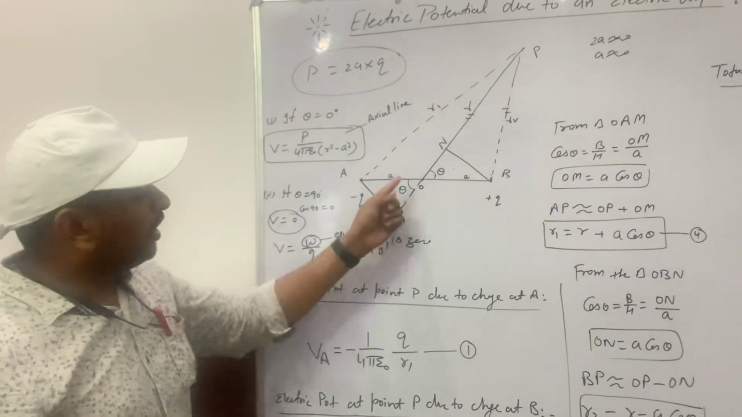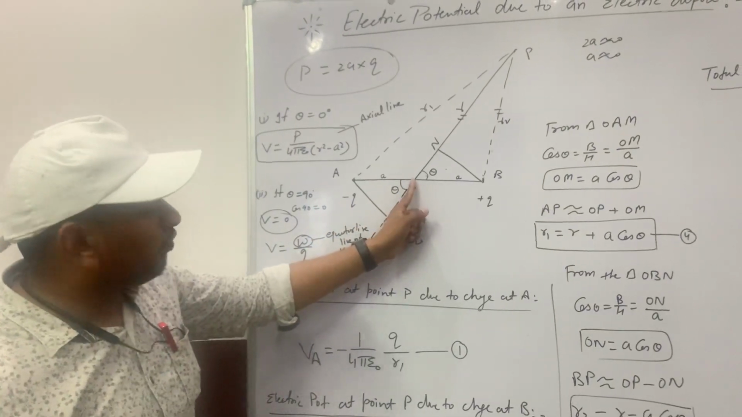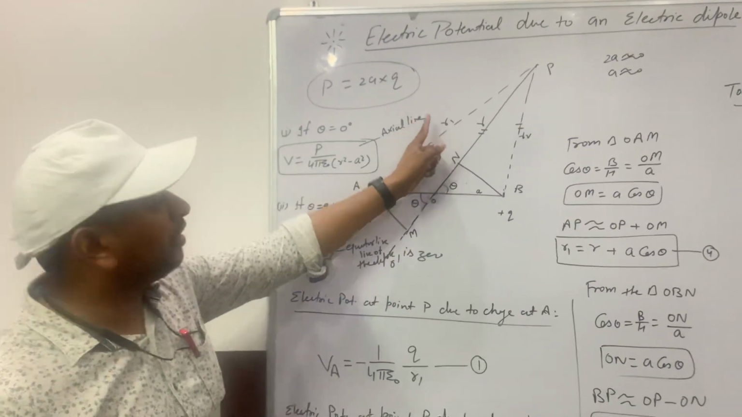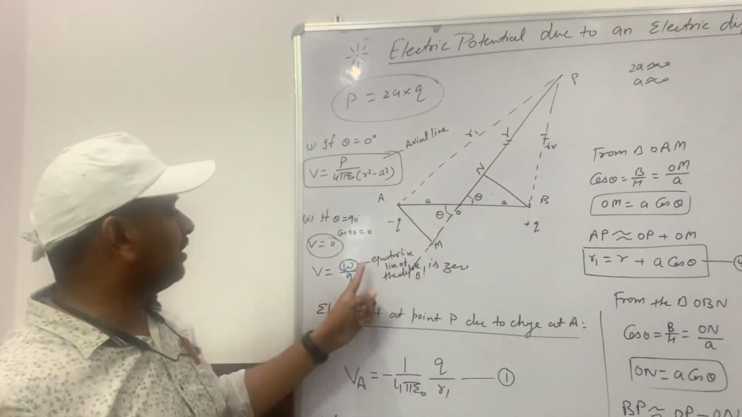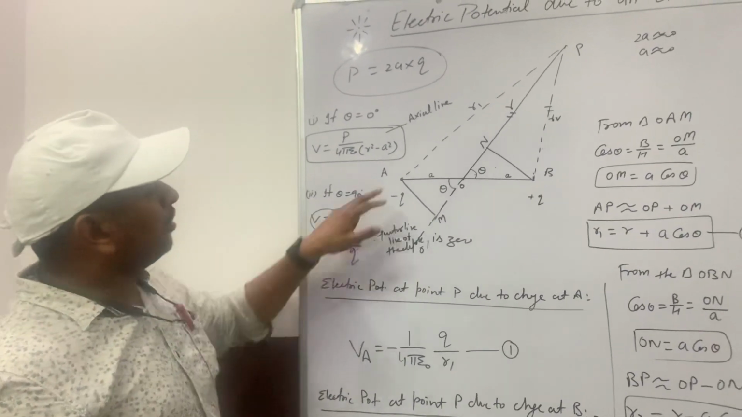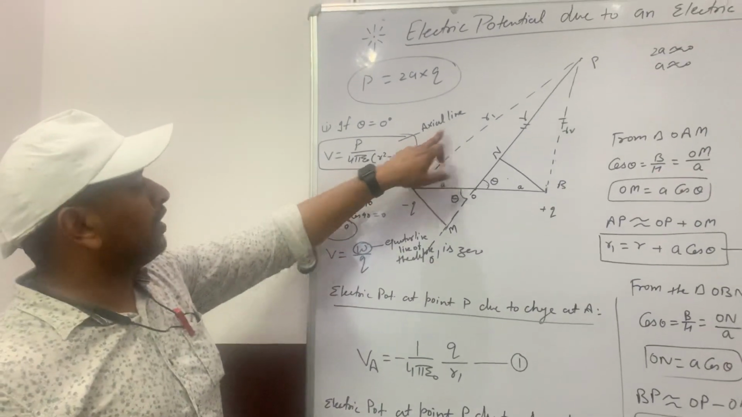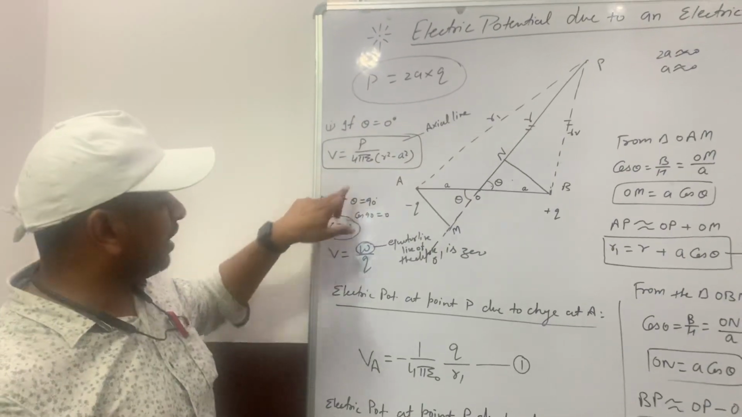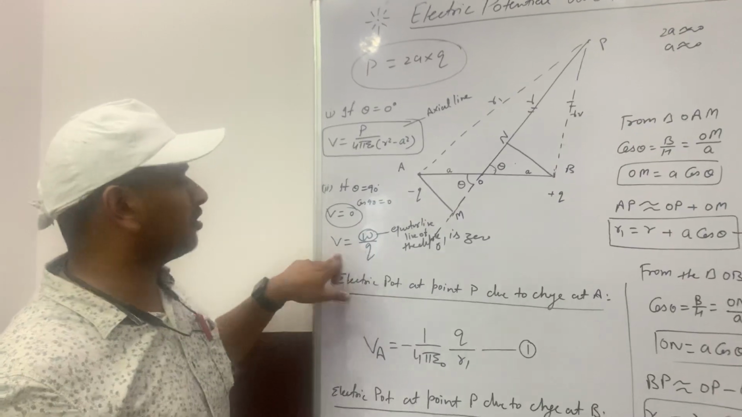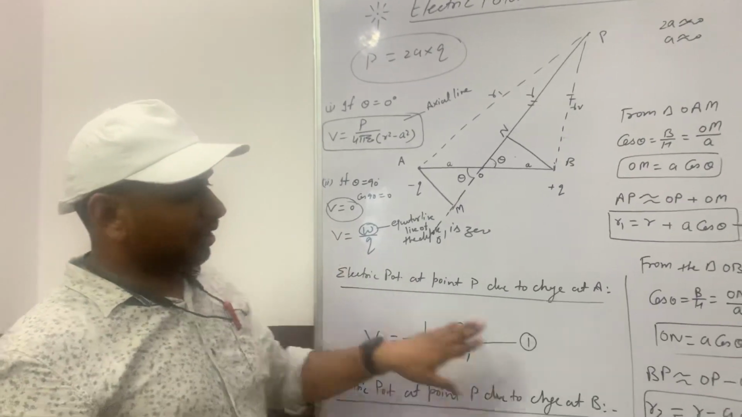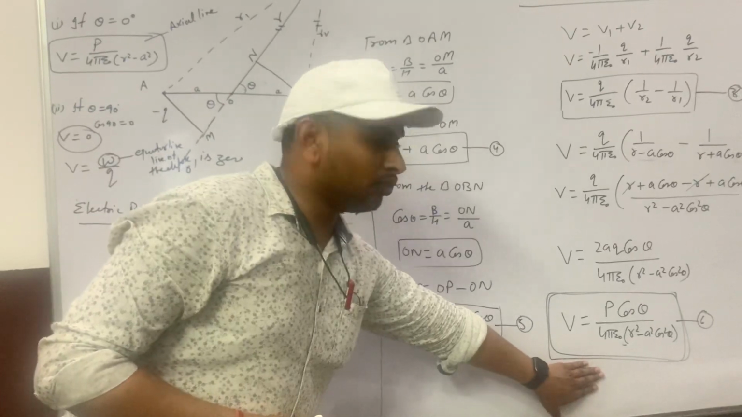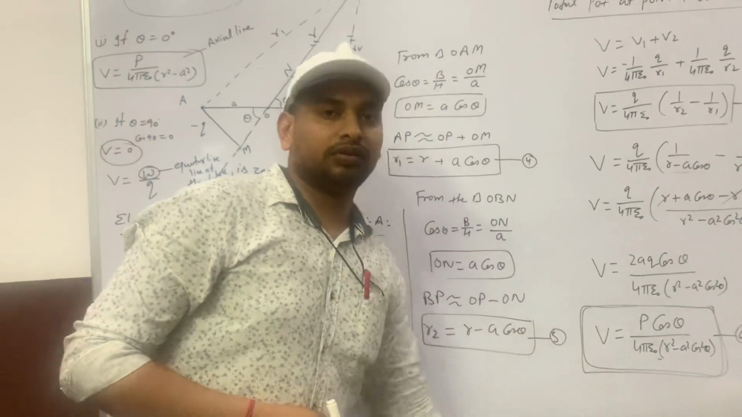This line will be the equatorial line, and the work done on this equatorial line is 0. It means if we move a charged body from point O to any point on the equatorial line, then the work done is 0 and potential is 0. So potential on the axial line of the dipole is given by this formula, and potential on the equatorial line is 0. This will be the main expression for electric potential due to an electric dipole. Thank you.